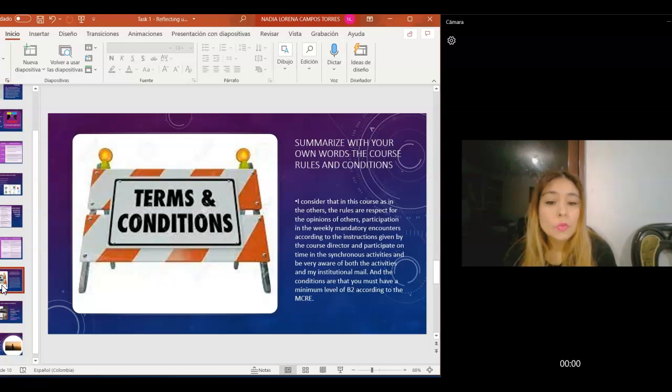Summarize in your own words the course rules and conditions. I consider that in this course, as in the others, the rules are respect for the opinions of others, participation in the weekly mandatory encounters according to the instructions given by the course director, and punctual participation in the synchronous activities. Be very aware of both the activity and my institutional email. And the condition is that you must have a minimum level of B2 according to the CEFR.